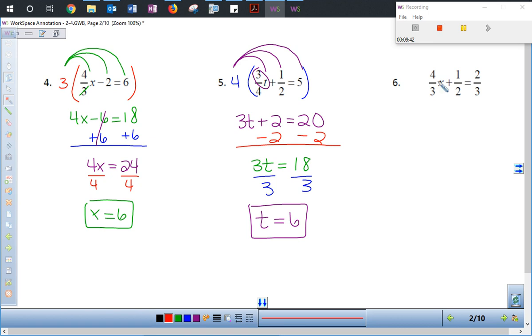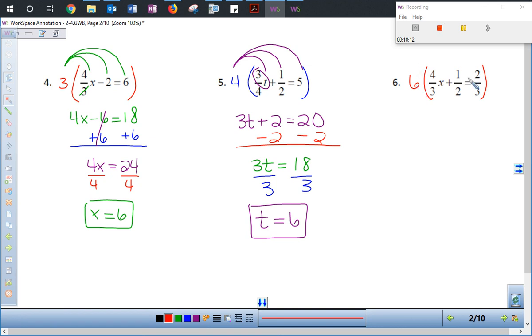On number 6, I have 3 fractions, but that's okay. I just want the least common denominator between all 3. Since I have 3 fractions, that doesn't necessarily mean I want to take 3 times 2 times 3 to get what number I'm multiplying by. Instead, I want to use my noggin a little bit and think, what is the smallest number that 3, 2, and 3 go into? Well, 3 and 2 both go into 6, so I'm going to multiply each term by 6.